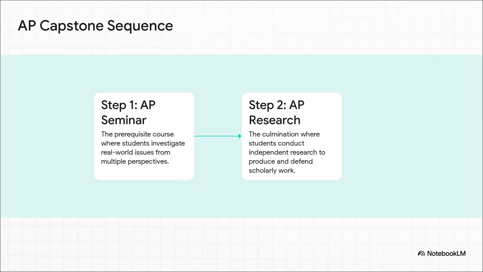So how does it work? Well, AP Capstone is a 2-year sequence. First, students take AP Seminar. That's where they learn the ropes, how to investigate issues from all different angles. And just so we're clear, that's a non-negotiable prerequisite. Only after they've mastered those skills can they jump into AP Research, where they take everything they've learned and apply it to their very own massive, independent project.